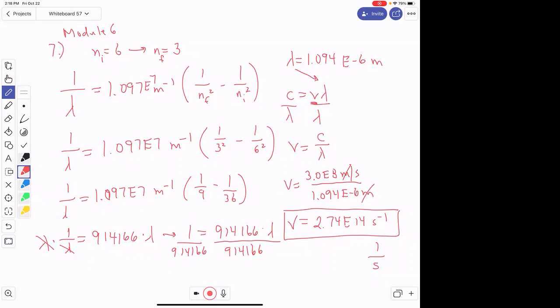What else do you want to take a look at? 22 and number 13. Yep.